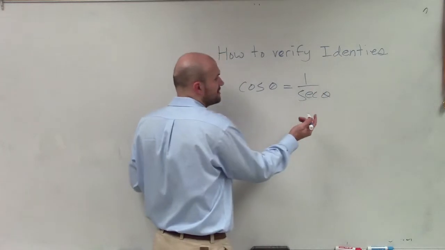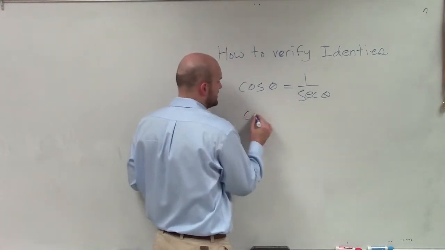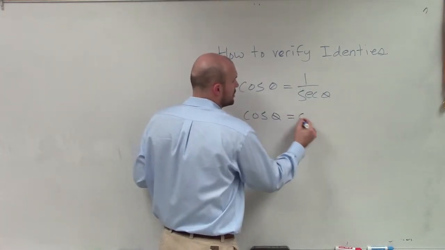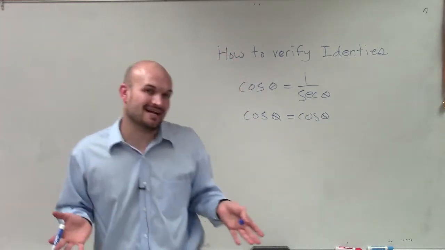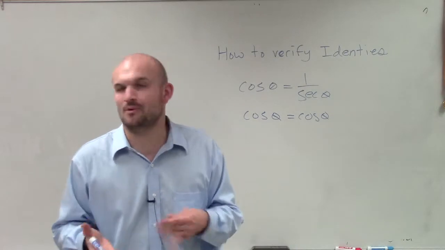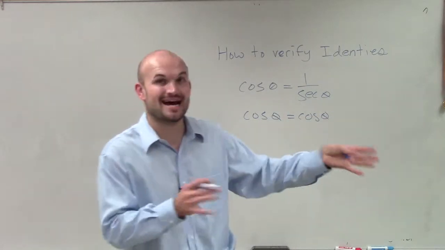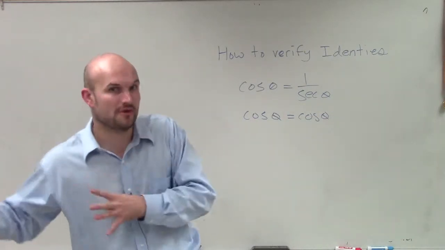So the way that we could revise this is, well, we know that 1 over secant is equal to cosine. So therefore, you can say that both sides of your identity are exactly the same. Therefore, your identity is what we say verified, meaning the left side is equivalent to the right side.